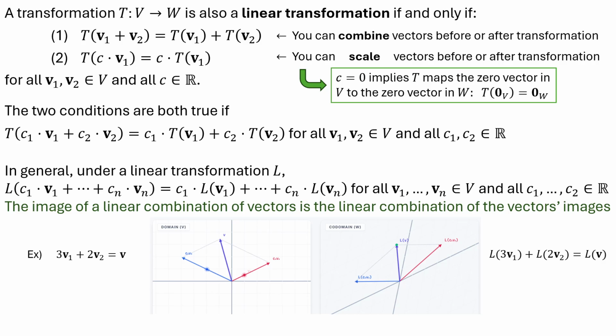So let's look at this visually. On the left in our domain, we built a vector v by taking 3 of v1 and 2 of v2, for example. On the right, in our codomain, also called the output space, notice that the output vector follows the exact same recipe. It is built from 3 of the new v1 and 2 of the new v2. The grid changed, but the relationships stayed the same.